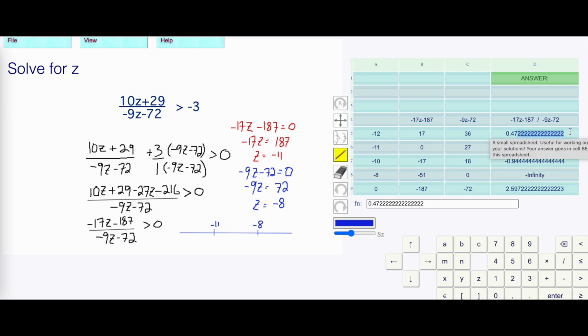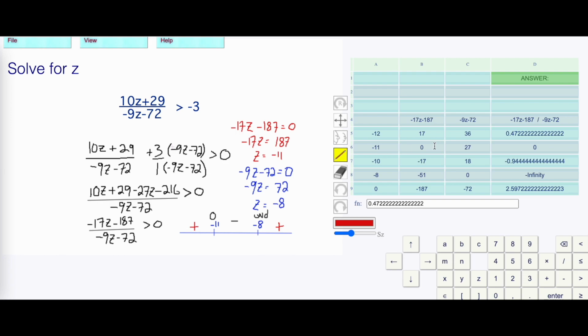I'm just interested in, is this positive? It's positive here. And we're after, when is it greater than 0? When is it strictly positive? I've got two answers here. It's positive here. At negative 11, it's 0. Between negative 11 and negative 8, it gives us a negative here. At negative 8, we get negative infinity, which is really undefined. Greater than negative 8, we got a positive. And that's what we're looking for. We're looking for when is it greater than 0?